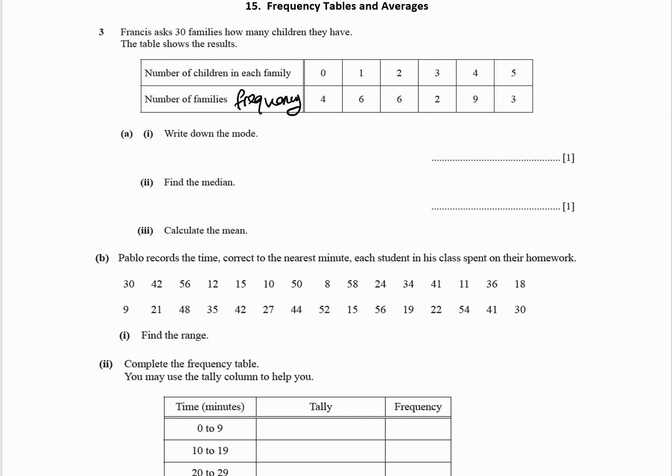The highest frequency over here is 9, which is pointing at our mode, which is 4. So the highest frequency value is 4 children. There are more families with 4 children than any other.